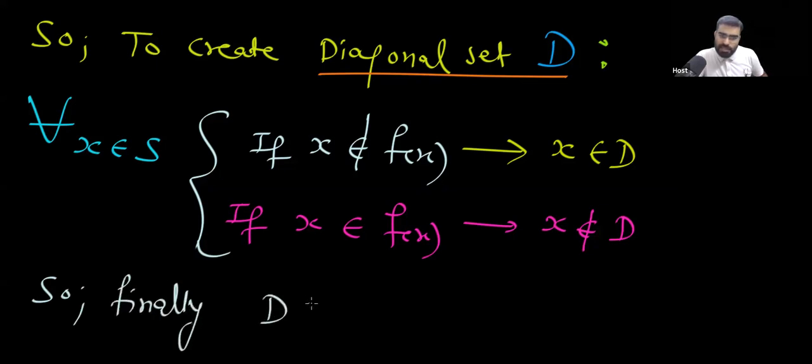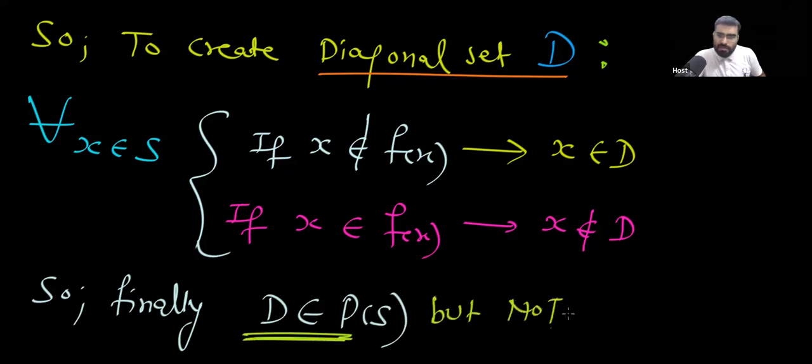Finally, this D belongs to the power set, but it's not covered in this bijection. Agree with me? This D belongs to the power set, but it is not covered in this bijection, not covered in F. Is this clear?